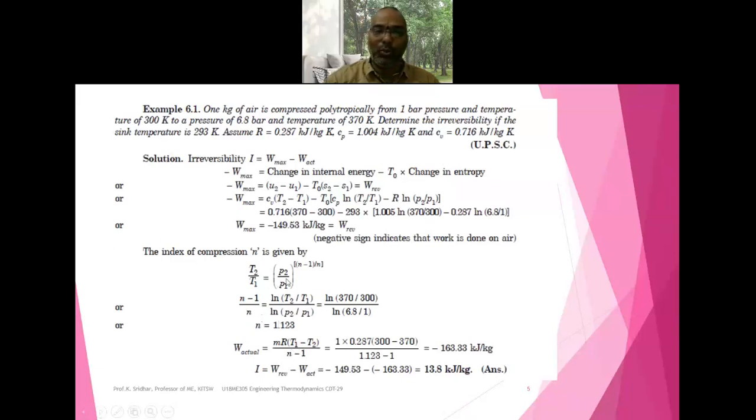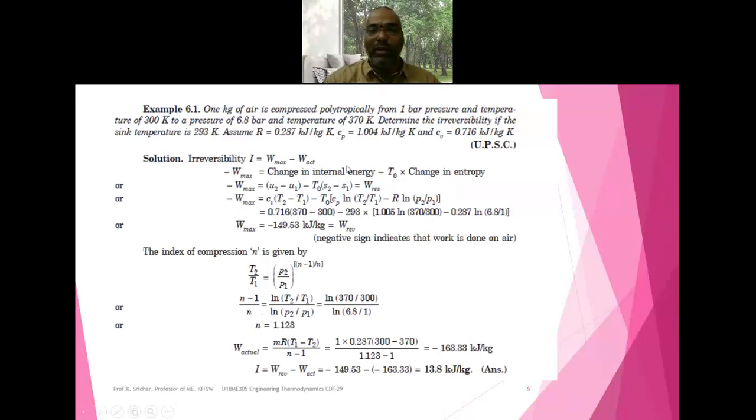So once again, just go through the PVT relationships of the polytropic process, in which we can know that T2 by T1 is equivalent to (P2 by P1) whole to the power of (n minus 1) by n. So from this, n is equivalent to 1.123. So just substitute here, we got W actual is equivalent to minus 163.33.